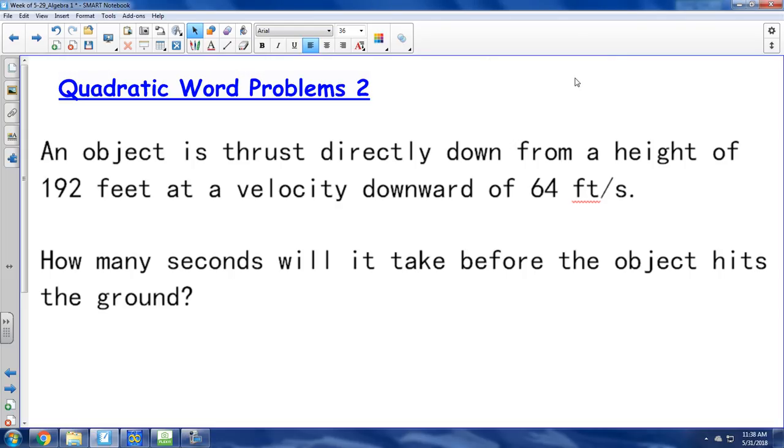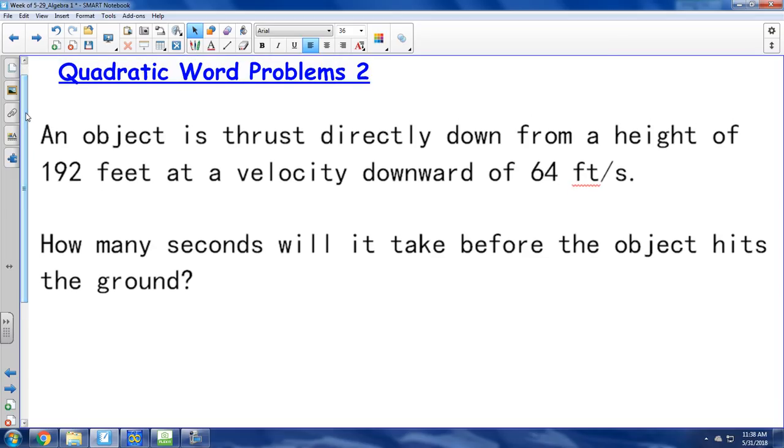Okay, and we are live here from Millbury High School doing quadratic word problems 2. So that's the name of the game today. And we have an object that is thrust directly down from a height of 192 feet at a velocity downward of 64 feet per second.